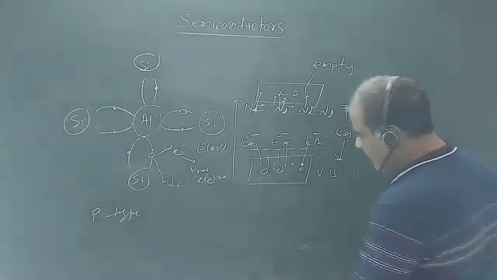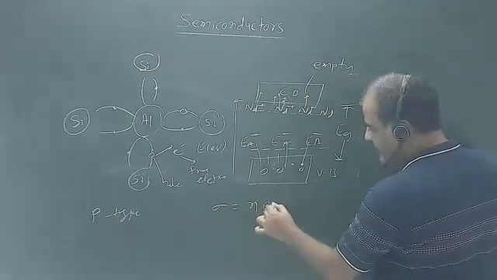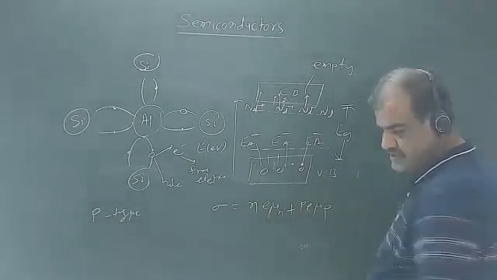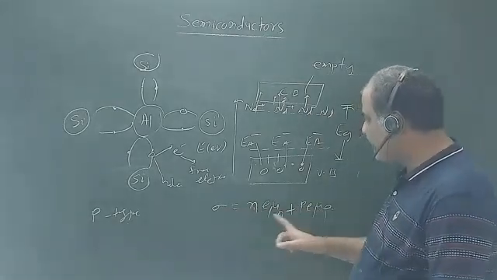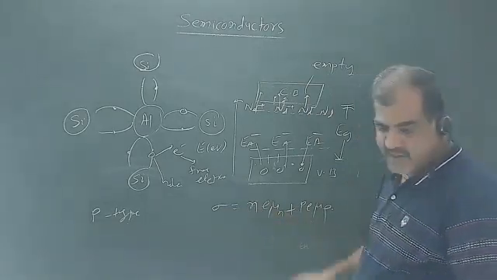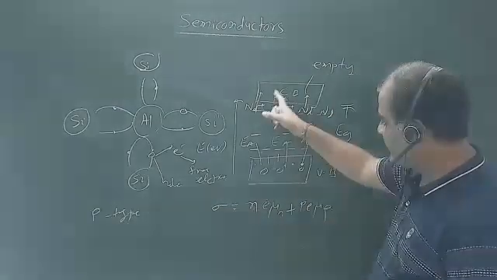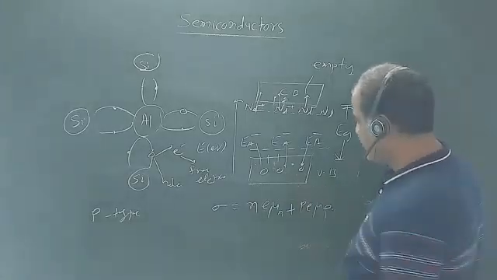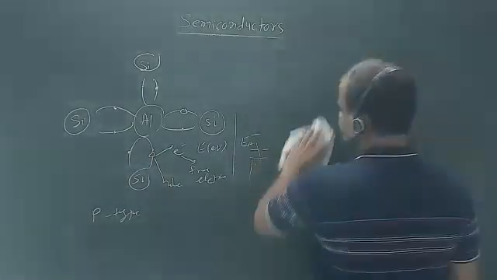Now what is my aim? My aim is to find out this expression, Ne mu n plus Pe mu p. So my first aim is to find the concentrations n and p. What are the expressions for n and p? n is the concentration of electrons in the conduction band, and p is the concentration of holes in the valence band. So let me calculate these values.